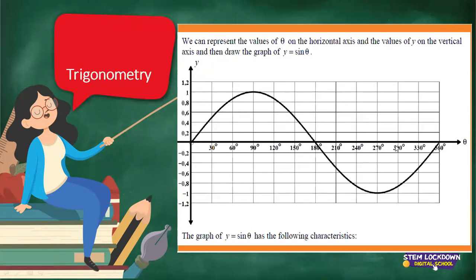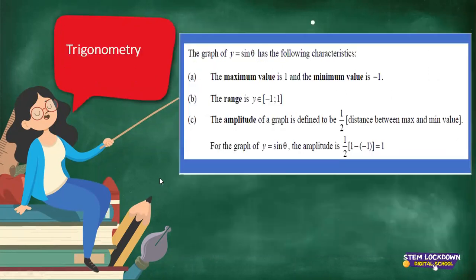So our period there is 360. That is another property of the graph. The graph of y equals sin theta has the following characteristics. One, the maximum value is 1 and the minimum value is negative 1, as you have seen.